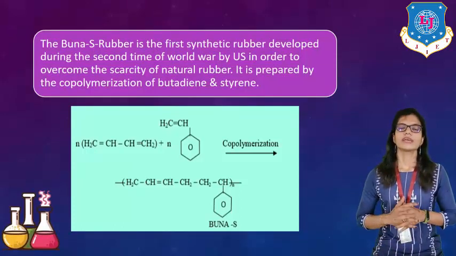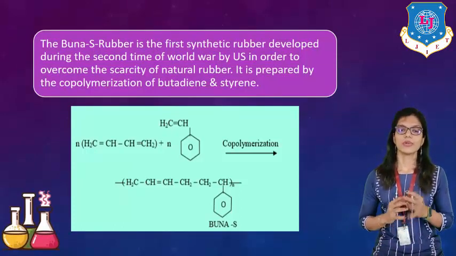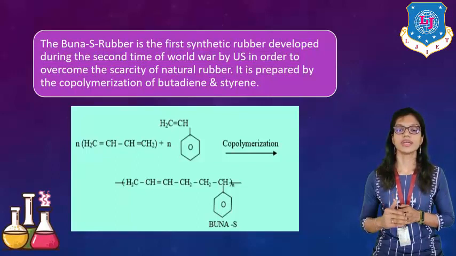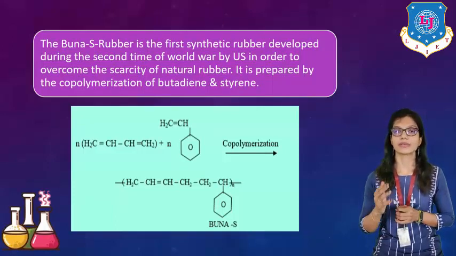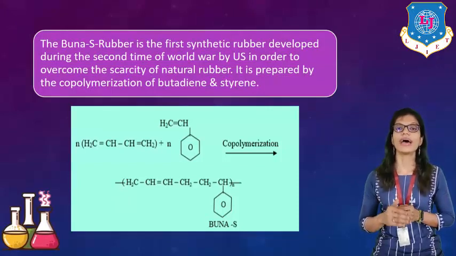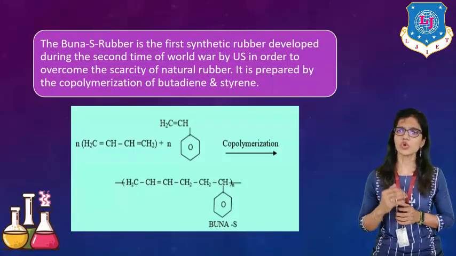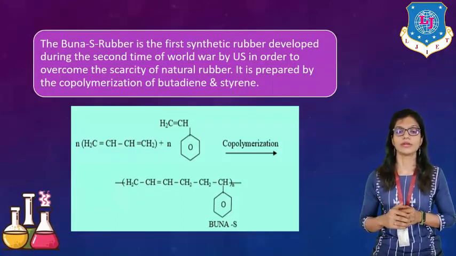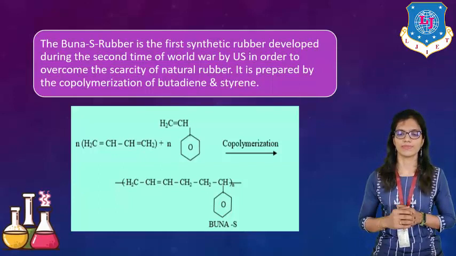Okay. So this Buna-S rubber is the first synthetic rubber developed during the Second World War by the US, that is the United States, in order to overcome the scarcity of natural rubber. And it is prepared by the copolymerization of butadiene and styrene. Both of these are combined together to form the Buna-S rubber.